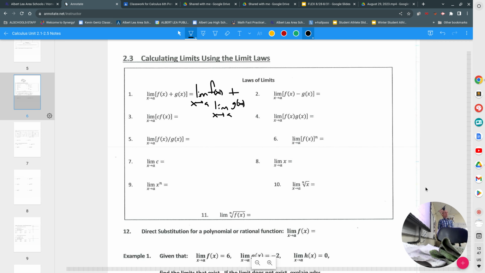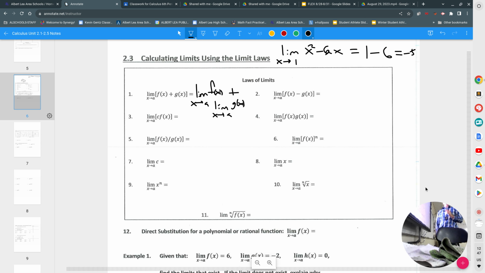Well, very simple. Suppose that we have the limit as x approaches 1 of x squared minus 6x. What you can do in that situation is find the limit as x approaches 1 of x squared, which is 1, and then the limit as x approaches 1 of negative 6x, which is negative 6. Meaning you can just plug it in. So you don't have to find the limit of every single term. You can just plug it into the whole thing, evaluate. In this case, you get negative 5.